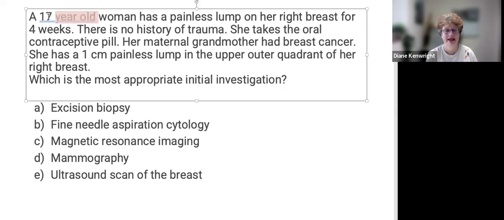We have a 17-year-old woman, so already we know that she's unlikely to have cancer. Painless lump for 4 weeks. She has a slight family history of breast cancer, but not a large family history of breast cancer, and now has this 1 centimeter painless lump. So she's a young woman with a 1 centimeter painless lump in the upper outer quadrant of her right breast. What is the most appropriate initial investigation? I presume this is after it's been clinically examined.